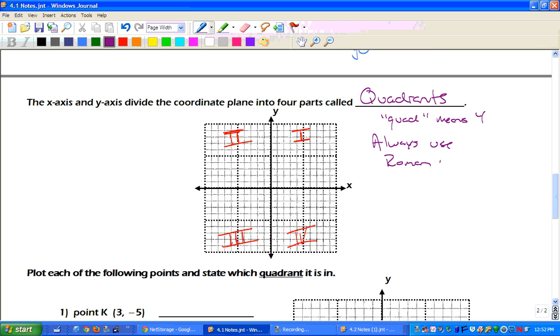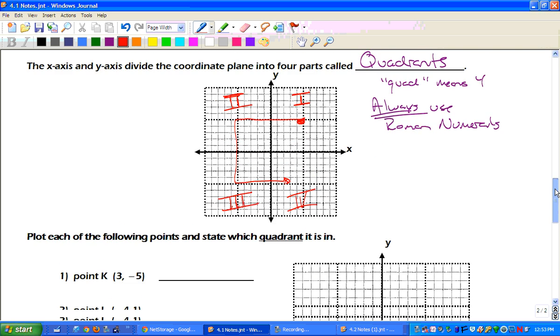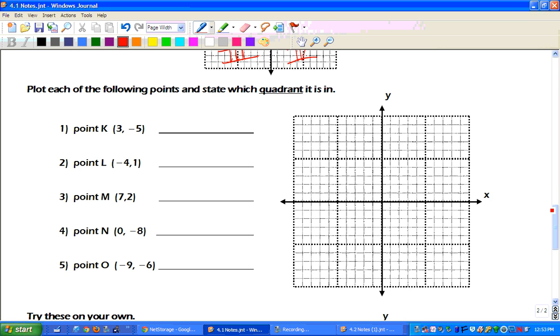When we write these, we always use Roman numerals. So always, always, always use Roman numerals. And if you notice that it starts right here, so we start up in quadrant 1, then goes left, down, right. All right. So what this is saying is to plot each of the following points and state what quadrant it is. So just to remember the quadrants, I'm going to write the numbers down. And then let's start going through the points.